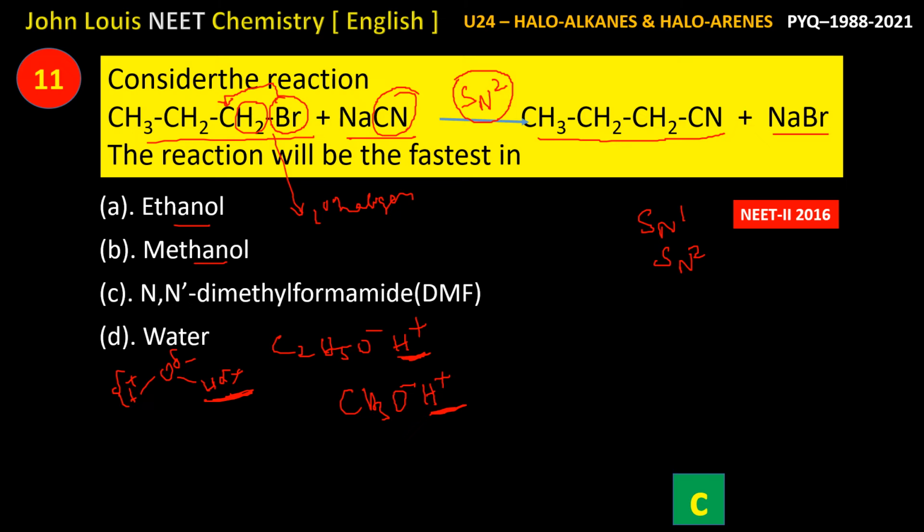But if you take option C, that is N-prime dimethyl formamide. What is formamide? HCONH2 is formamide. But what is dimethyl formamide? These two hydrogens are replaced by CH3 group, CH3. That is why N-prime dimethyl formamide. So here, it is a polar solvent. So here is oxygen. Oxygen does what? It attracts the electron, thereby it becomes partially negative, and this carbon becomes partially positive.